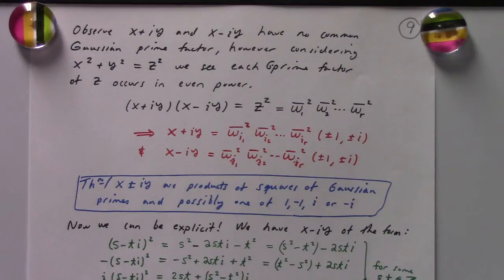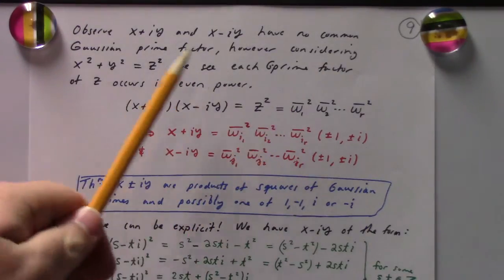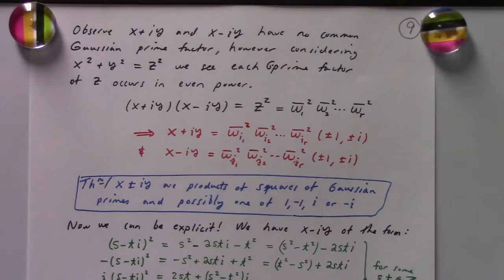So again, x plus iy and x minus iy have no common Gaussian prime factor. However, considering x squared plus y squared equals z squared, you can see that each prime factor of z occurs in an even power because it's a square, right? So when you look at this product of squares equal to this, it must be that some of the squares fit into x plus iy and other squares fit into x minus iy. However, you also could have units packaged in there, like i times minus i. Any of the units could be hidden in there, but there can just be units floating about. So these are basically the cases.